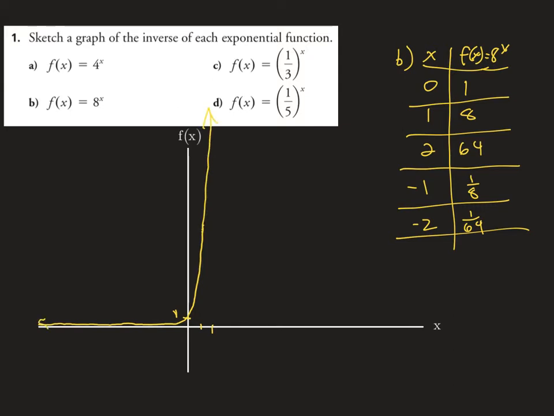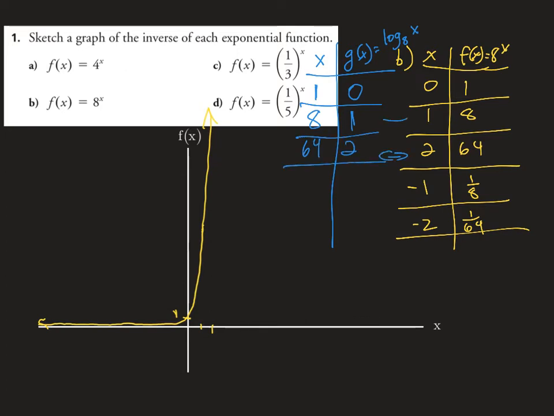All right. Now the inverse of that. Instead of f of x, let's call it g of x. And that's going to be equal to, so the inverse is still going to have a base of 8, but this is going to be the log base 8 of x. Right? So now when x is 1, g of x will be 0. When x is 8, g of x will be 1. When x is 64, g of x will be 2. You can see the pattern. It's just the inverse of this.